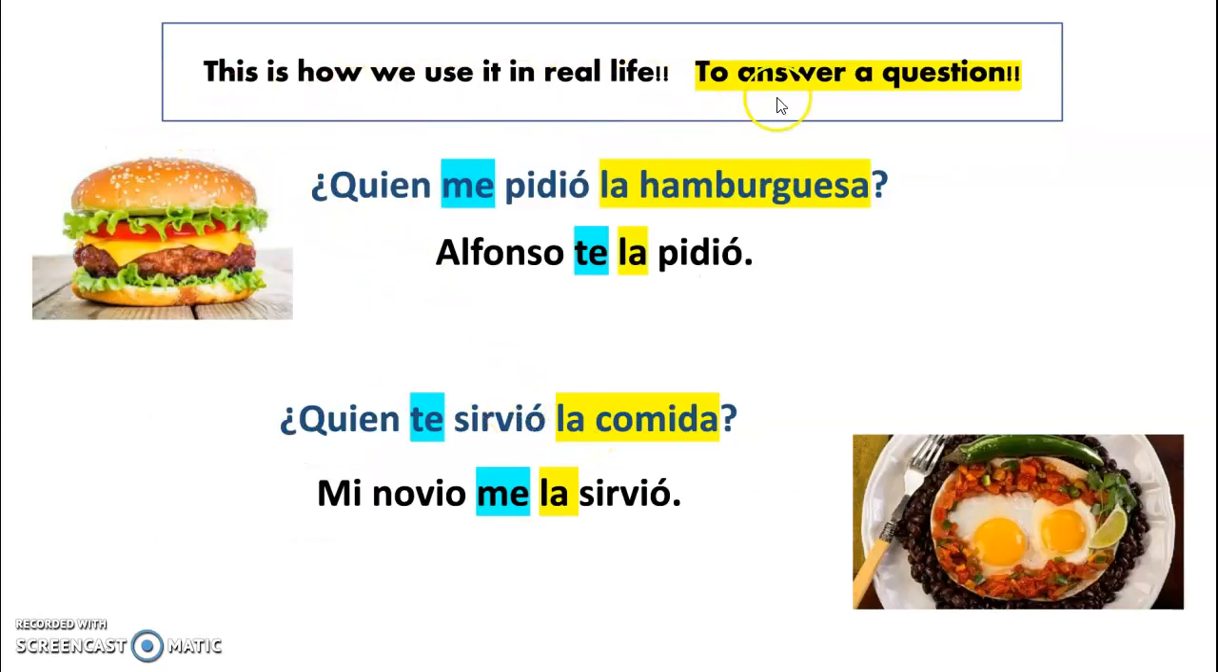This is how we use it in real life. It's usually to answer a question. ¿Quién me pidió la hamburguesa? Who ordered me the hamburger? Ah, Alfonso te la pidió. Alfonso, for you, he ordered. ¿Quién te sirvió la comida? Who brought you the food? Mi novio me la sirvió. My boyfriend, to me, he served.